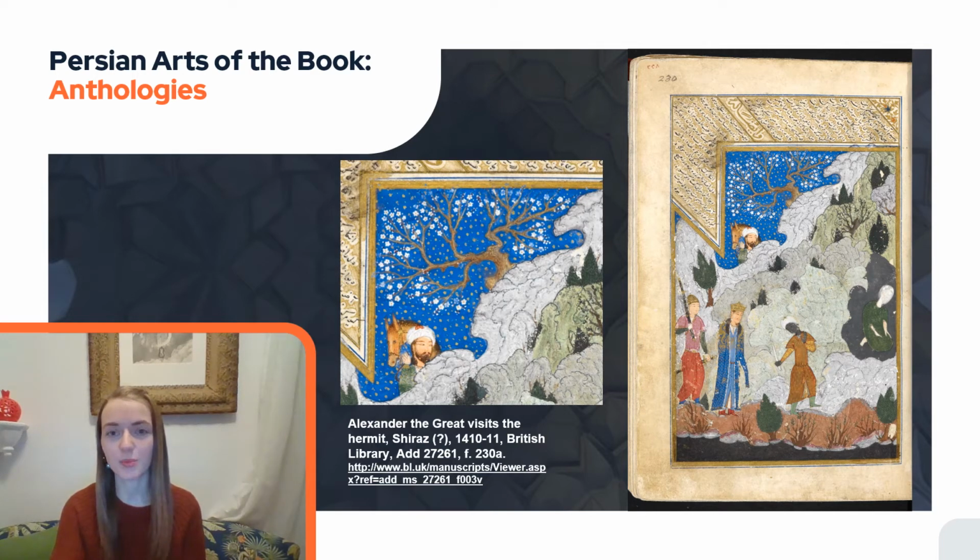A particularly important patron was not the founder, Timur, but his grandson, Iskandar. In this example, we actually see his name patron, Alexander the Great, visiting a hermit. You can notice the intricate details of Alexander's clothing and his crown, and the hermit in the cave to the right, his face rubbed off.